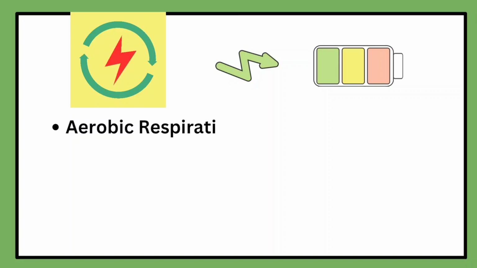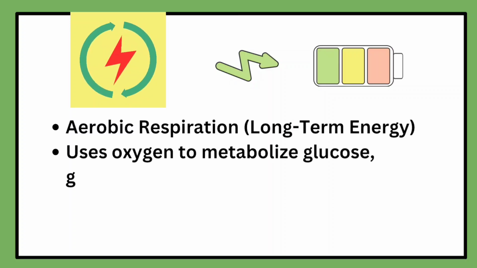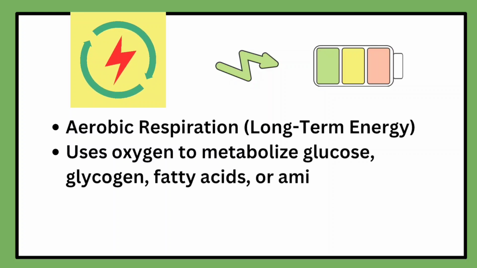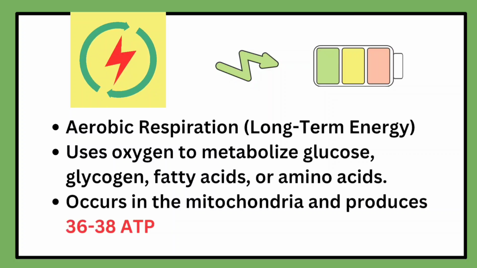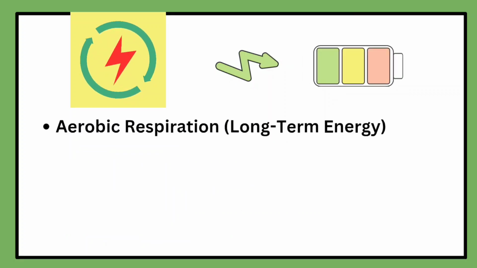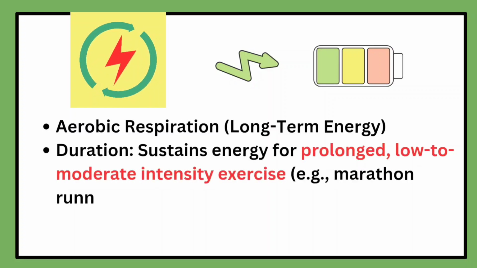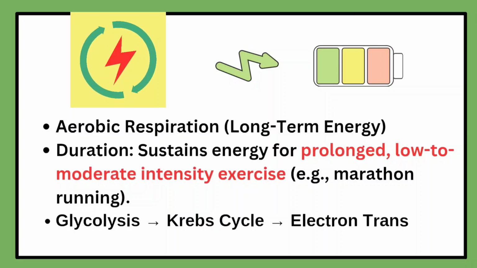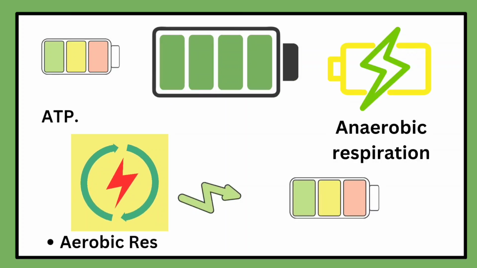Then the muscle energetic switches to aerobic respiration, which is also known as long-term energy source. This uses oxygen to metabolize glucose or glycogen, fatty acids or amino acids which are available. This occurs in the mitochondria of the cell and produces 36 to 38 ATP molecules per breakdown of glucose molecule. Aerobic respiration is also known as long-term energy source. Duration: it sustains energy for prolonged low to moderate intensity type of exercise like marathon running. Glycolysis, here glucose or the glycogen enters the Krebs cycle and glucose molecule is broken down which provides energy for 36 to 38 ATP molecules.